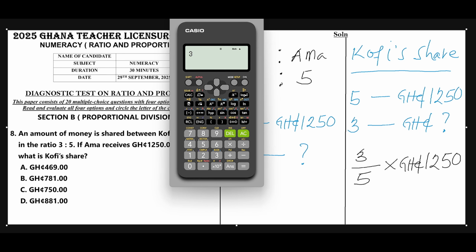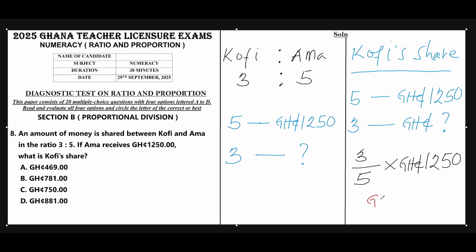So we have 3 on 5 multiplying 1,250 cedis. So this gives us 750 Ghana cedis. So this is Kofi's share of the money. The right answer is option C.